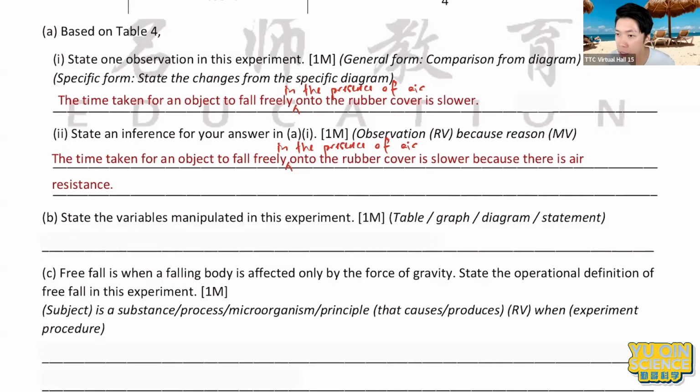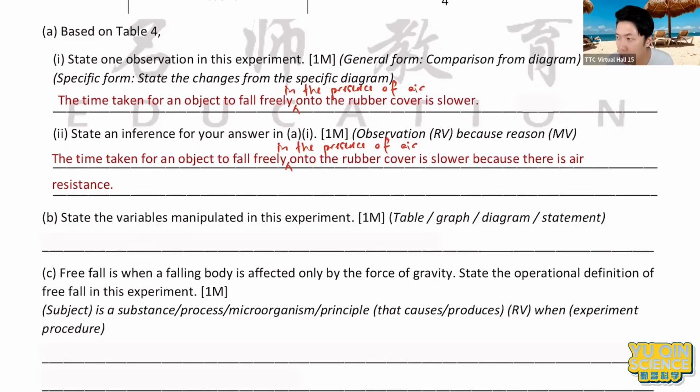Okay, can. The time taken for object to fall freely onto the rubber is longer because there is air resistance. Okay, Zhen Wei, it's good. Okay, Junip, Ken, Jia Yu, okay. Time taken for object to fall freely is faster when air isn't present because there is no air resistance. For the first one, okay, cool. Yep. All good.